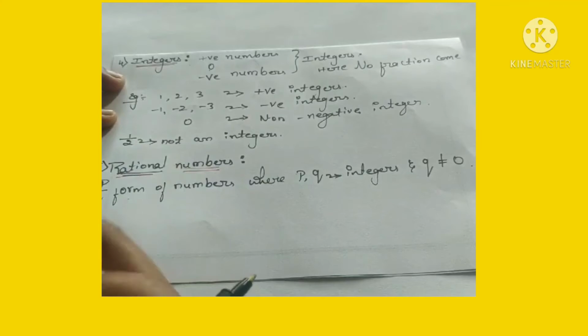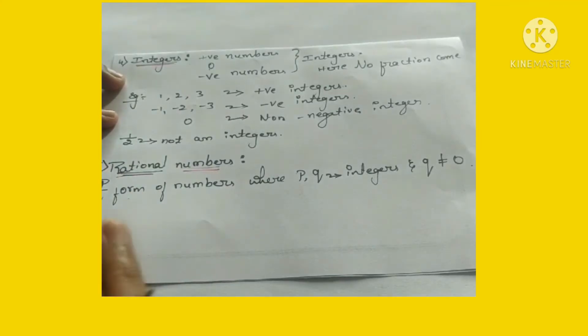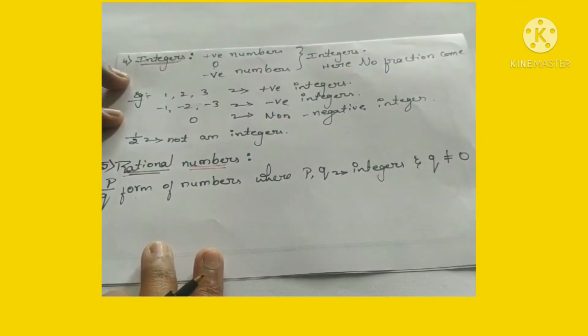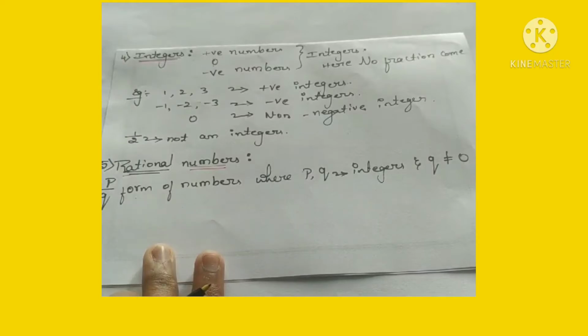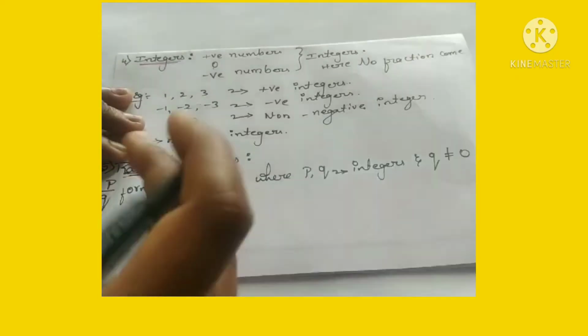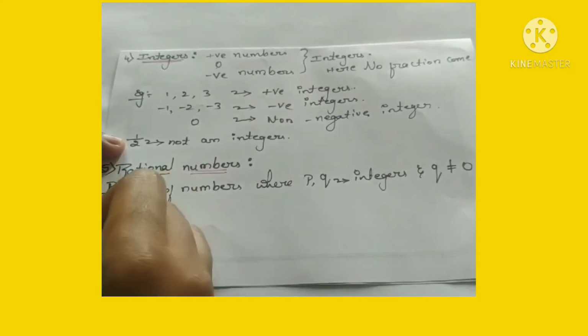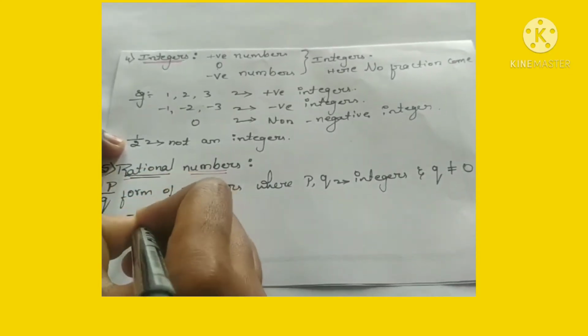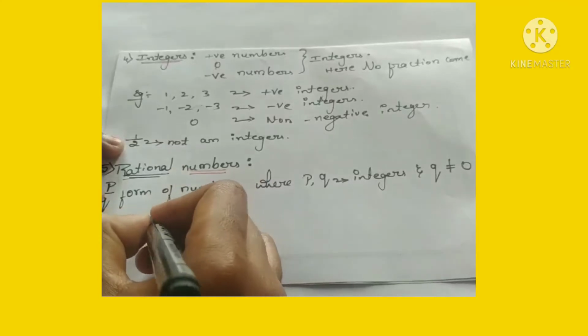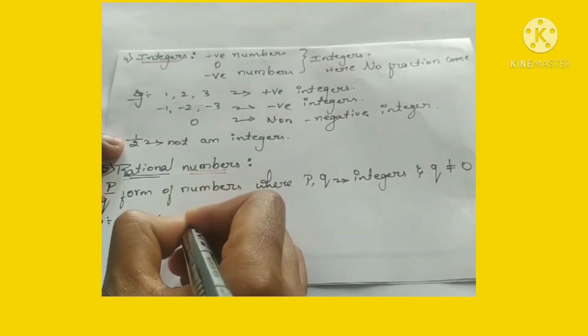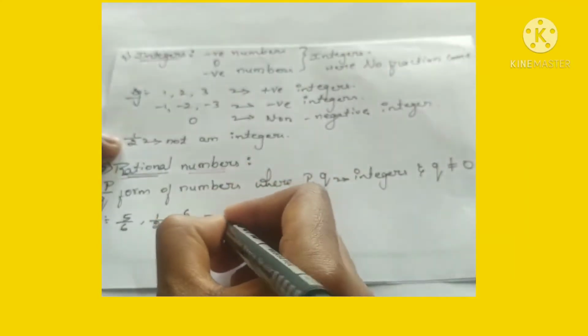For a better understanding of this, I will just explain with the help of examples. Suppose I consider 5 by 6, 1 by 2 and 6 by 5. These all are rational numbers.